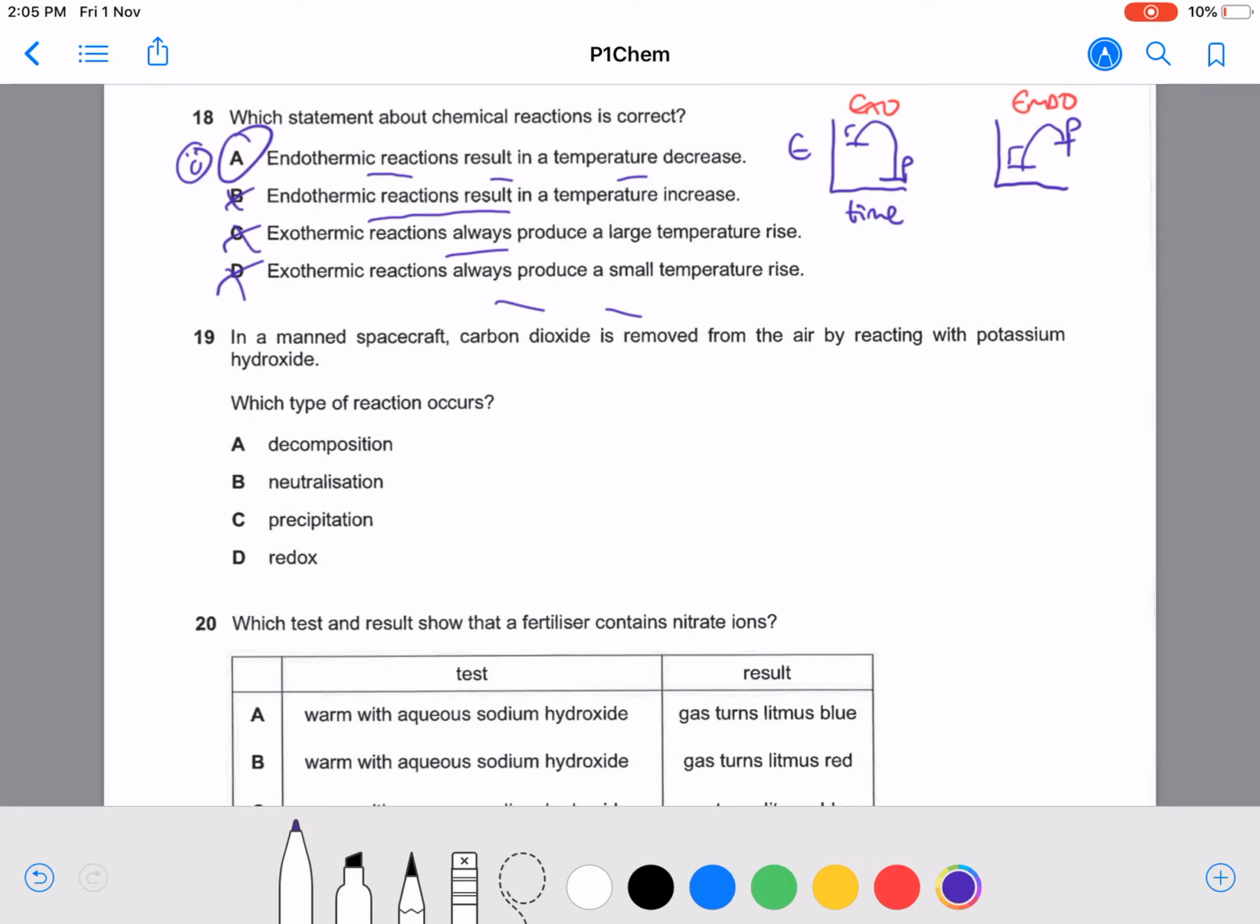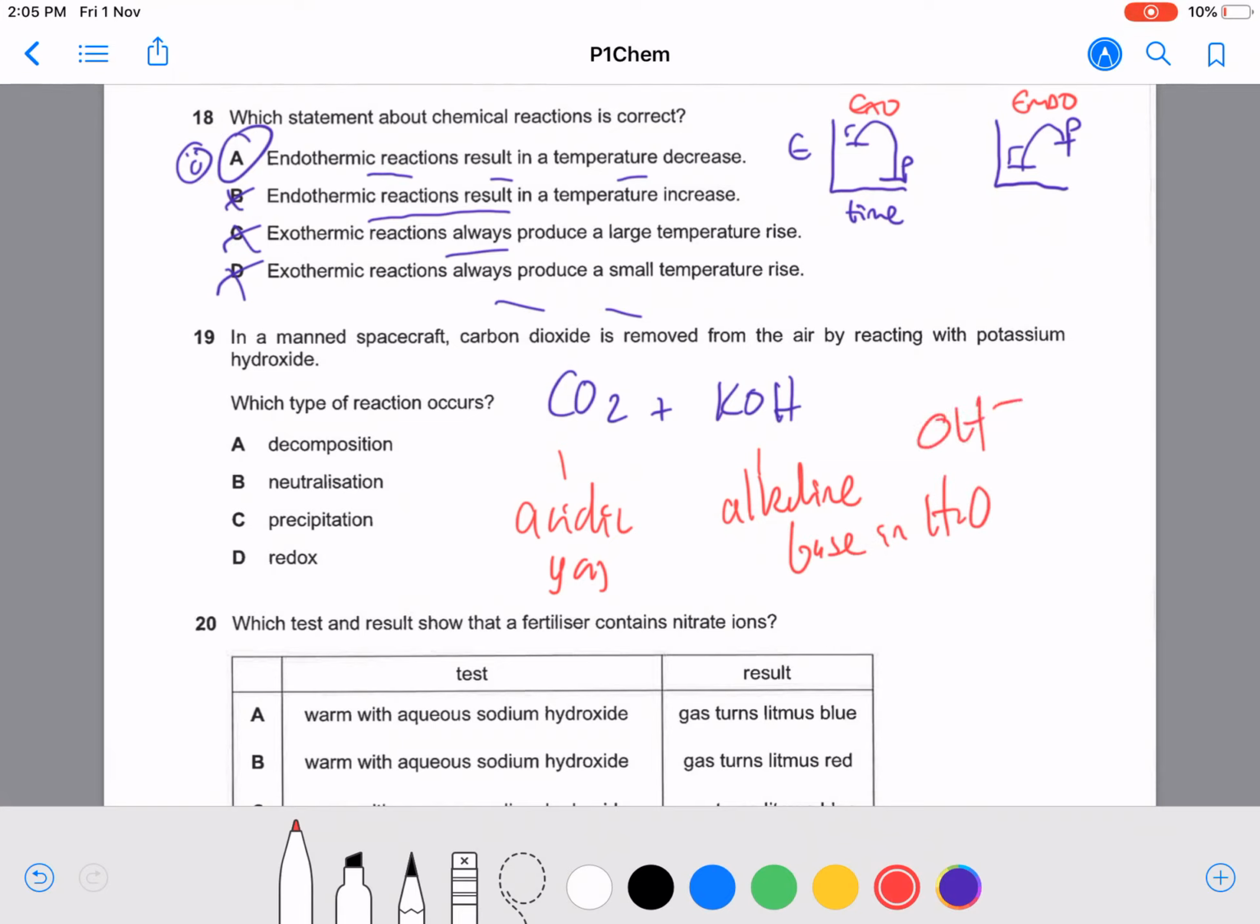19, in a manned spacecraft, carbon dioxide is removed from the air by reacting with potassium hydroxide. So CO2 plus KOH. You should know that carbon dioxide is an acidic gas, and any group 1 metal hydroxide is going to be an alkaline, which is just a base in water with OH minus. So acid plus alkaline is going to neutralize. B.